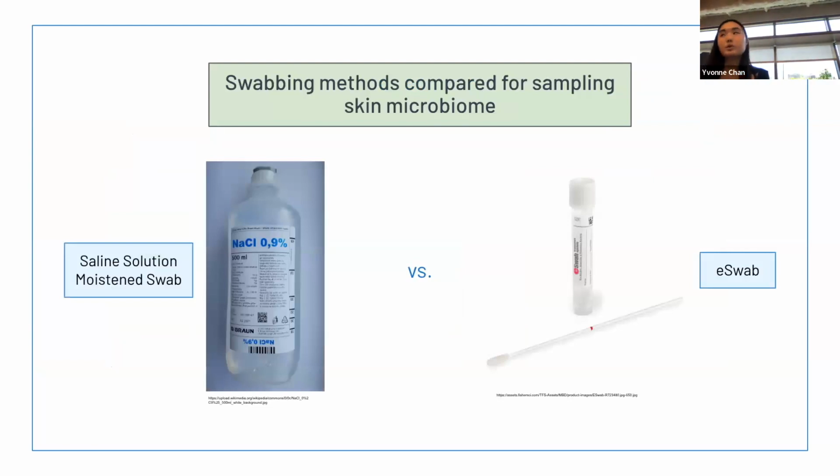So in order to collect the skin samples, I decided to use a skin swabbing method because it is the most non-invasive method when compared to methods such as skin scraping. And I wanted to make sure that my methods were optimized. And so I compared 2 different types of swabs. So the first one was a swab moistened with saline solution, and the other type was an e-swab. And when comparing these two, I found that the e-swab collected more DNA, and I decided to go with the e-swab.